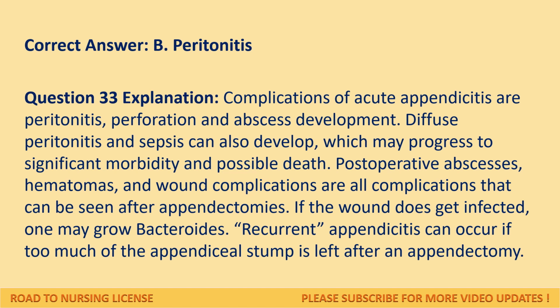Complications of acute appendicitis are peritonitis, perforation and abscess development. Diffuse peritonitis and sepsis can also develop, which may progress to significant morbidity and possible death. Postoperative abscesses, hematomas, and wound complications are all complications that can be seen after appendectomies. If the wound does get infected, one may grow Bacteroides. Recurrent appendicitis can occur if too much of the appendiceal stump is left after an appendectomy.